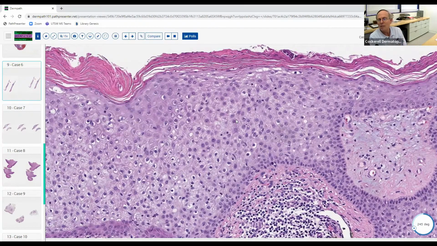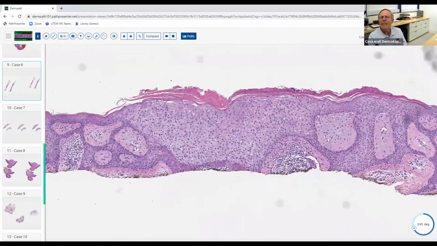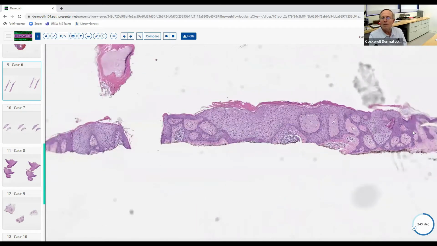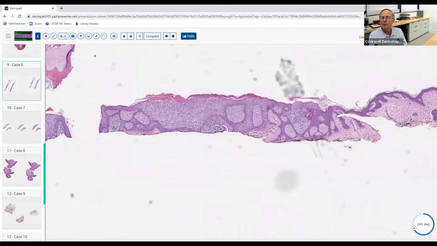And no mitotic figures, no atypicality. It's almost like a betweener between maybe a clear cell acanthoma, trichilemmoma, and then this entity. So it's kind of an interesting phenomenon.